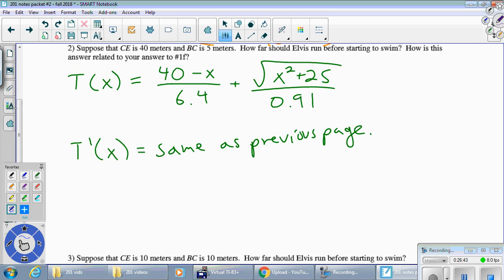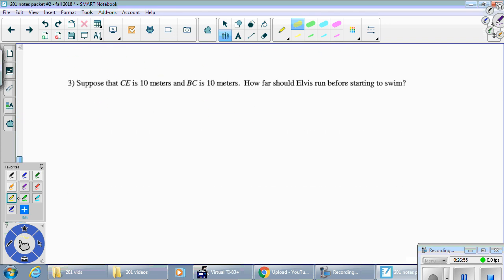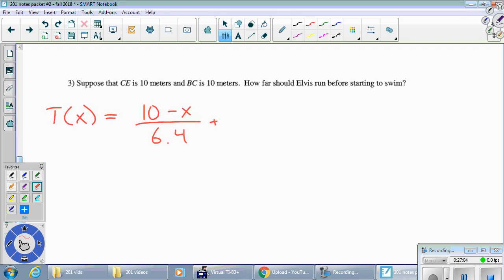In this formula up here in green, I'm changing this to a 10. And this 25 came from doing 5 squared, but now it's going to be 10 squared. So let's make those changes down here. In this t of x function, the 40 becomes a 10. And this should have been x squared plus 5 squared, but now it's x squared plus 10 squared, divided by the same 0.91.